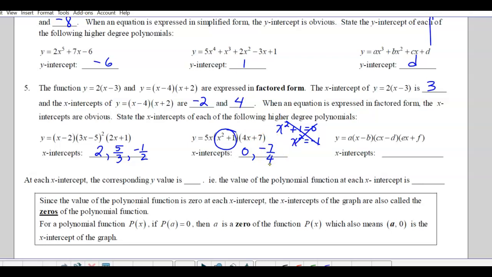So in this general factored form, you take a look at the opposite sign of the constant, so that'll be b. Here it'll be d over c. This will be -f over e.